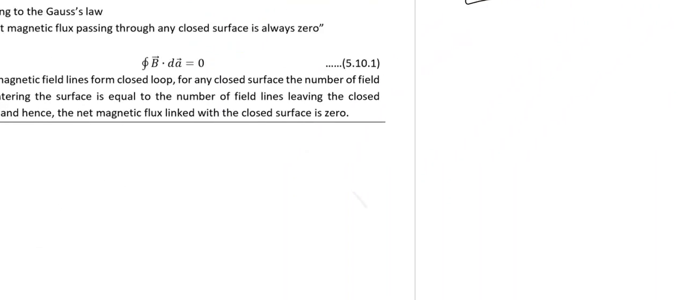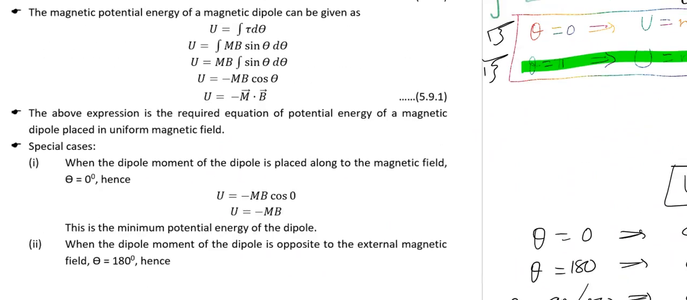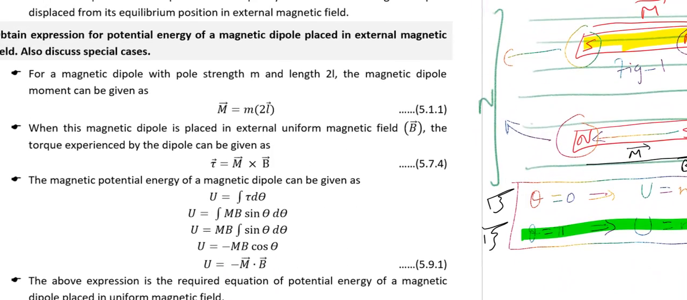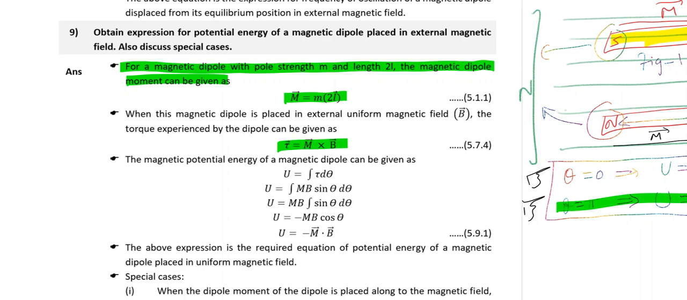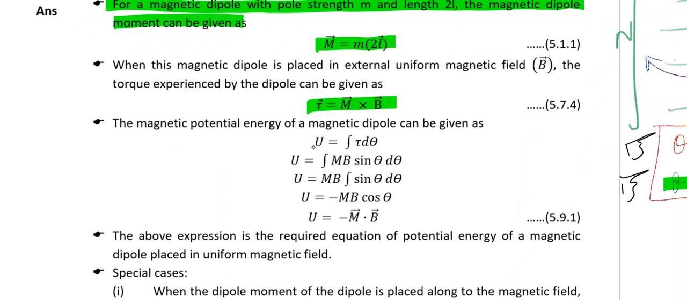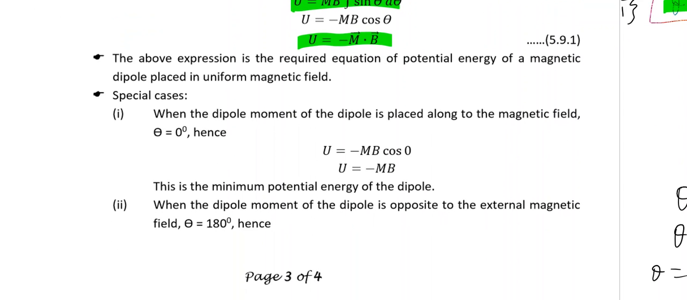Now, the next topic today is Gauss's law for magnetic flux. But before that, let us check this answer. For a magnetic dipole with pole strength m and length 2l, the dipole moment is this, the torque acting is m cross B, and then the potential energy can be given as the integration of torque d theta. Substitute values, simplify, and you will end up with minus m dot B.